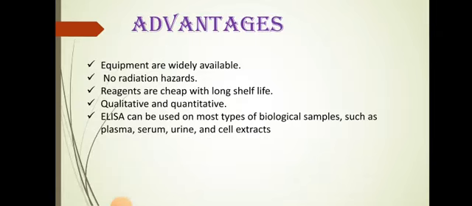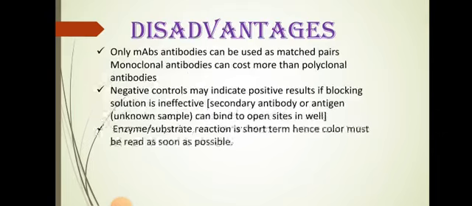Advantages of this technique are that equipment is widely available, there are no radiation hazards, reagents are cheap with long shelf life, and it works effectively both qualitatively and quantitatively. ELISA can be used for most types of biological samples: plasma, serum, urine, and cell extract.